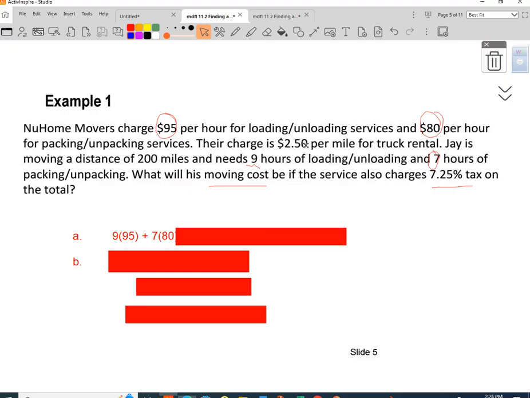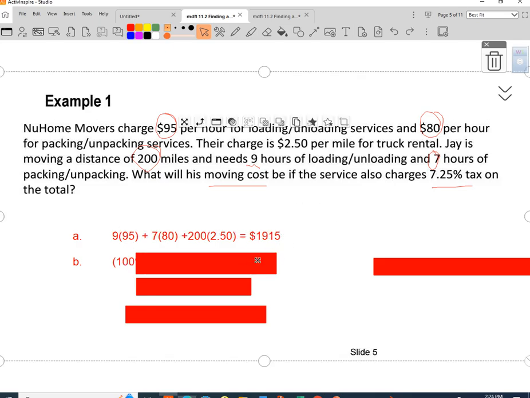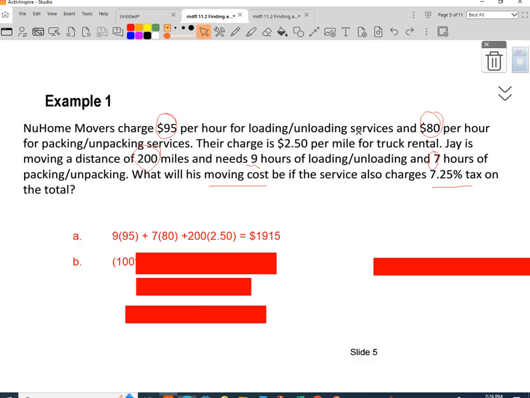So we're going to start with computing some of these costs. So we said he's going to have to pay for 9 hours of loading and unloading. That's at $95 an hour, plus 7 hours of packing and unpacking, and that's at $80 per hour, plus $2.50 per mile for truck rental, and he's going 200 miles. So that's 200 miles times $2.50. And so that would be a total for packing, unpacking, and the truck rental of $1,915.